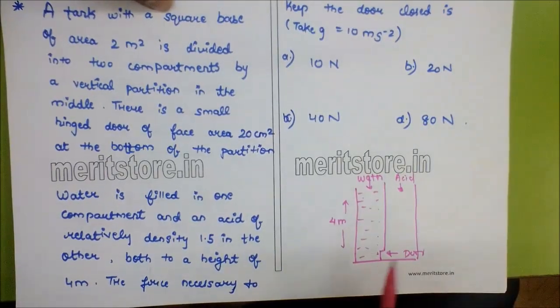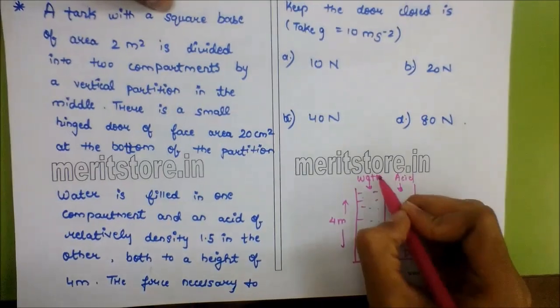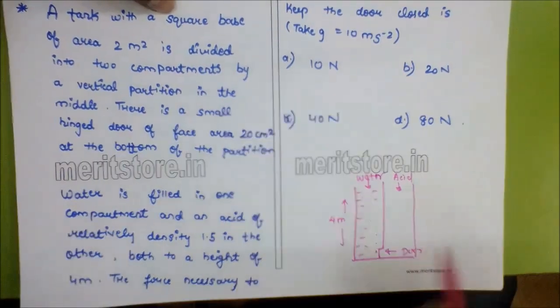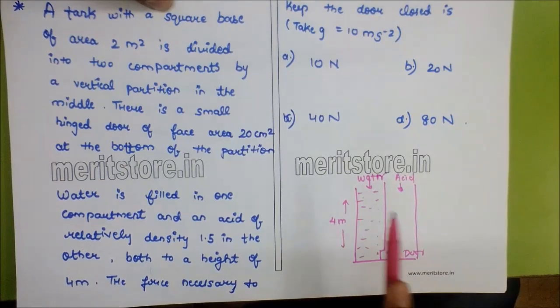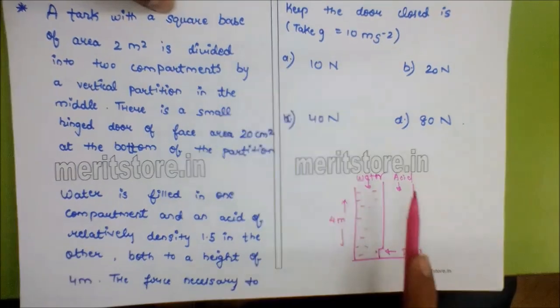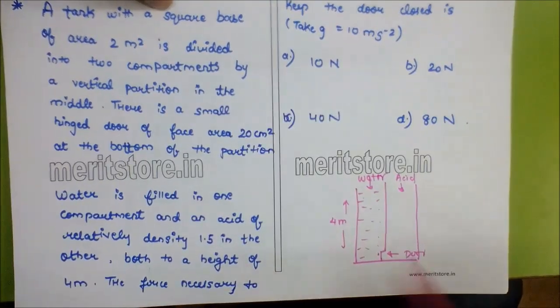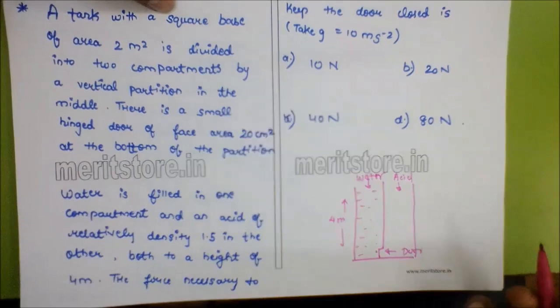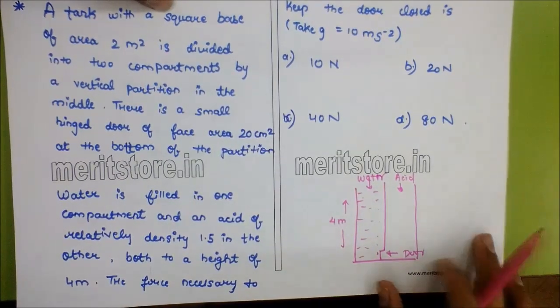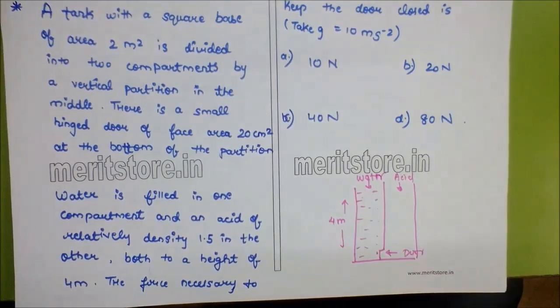So what we'll do is, first we'll find the pressure exerted by this water on the door, then the pressure exerted by this acid on the door. Then we'll calculate the net pressure by subtracting both the pressures, and then we'll find the force. We know the force formula, that is pressure into area. So we'll move on to that.